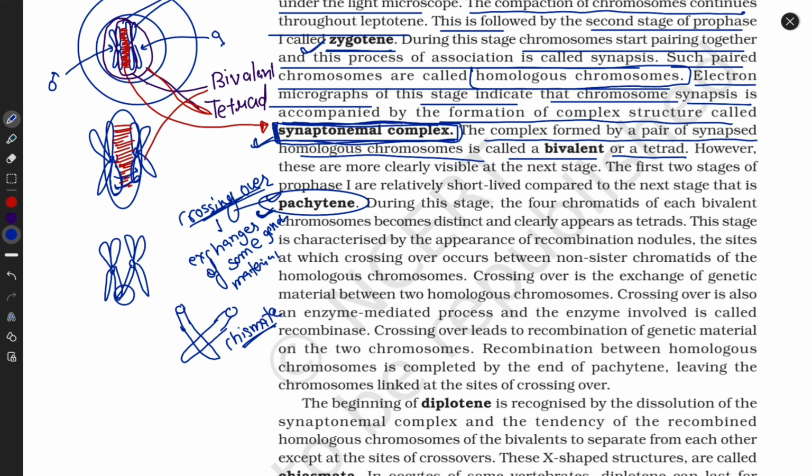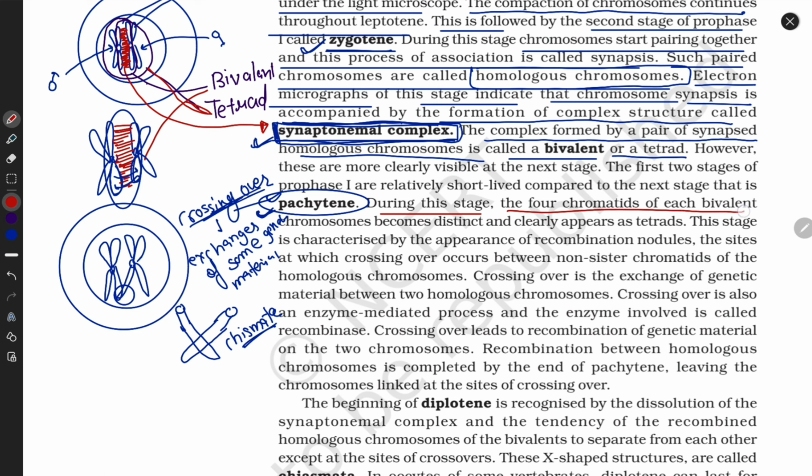Okay, let's read, guys. This is the chitin stage. During this stage, the four chromatids of each bivalent chromosome become distinct and clearly appear as a tetrad. This stage is characterized by the appearance of recombination nodules, the sites at which crossing over occurs between non-sister chromatids. This strand and this strand are sisters, but this strand and this strand are non-sister. So crossing over happens between non-sister chromatids.